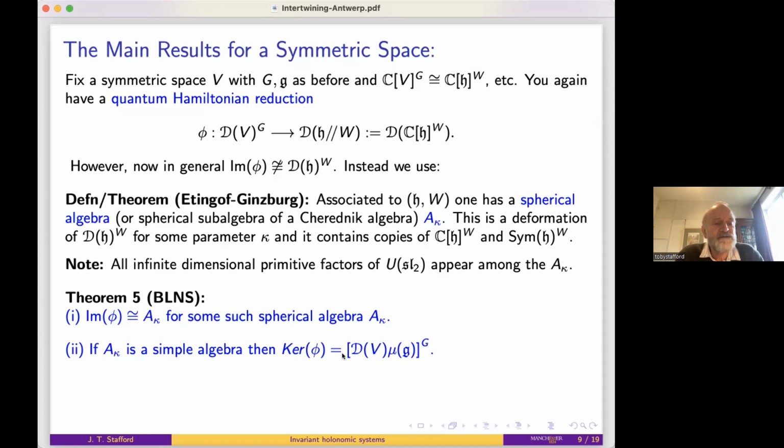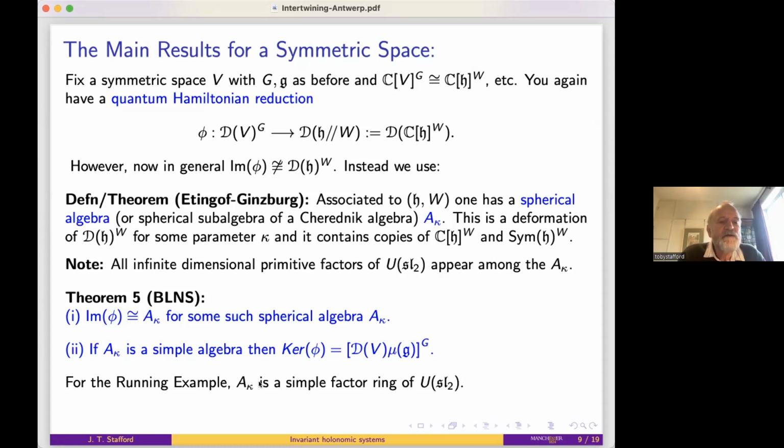So I should comment, by the way, that this theorem is slightly deceptive in the way I've written it. I'm not using the simplicity of A kappa to prove this result. Rather, we know how to find all the simple algebras, and for each of those, we can determine what the kernel is. So the case when A kappa is simple is going to appear a number of times in this talk. So let me briefly discuss when we get a simple algebra. Oh, by the way, for the running example, my A kappa is indeed one of these factors of U of SL2, a simple factor.